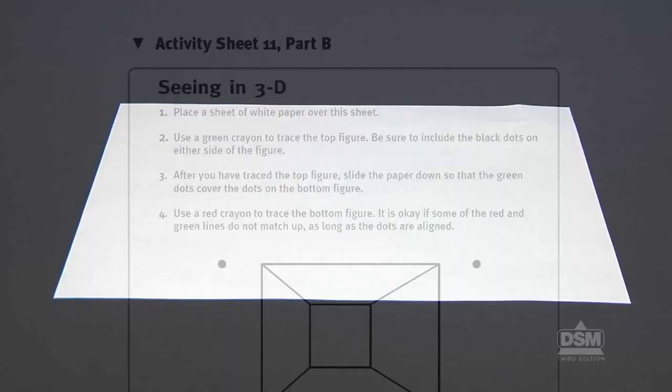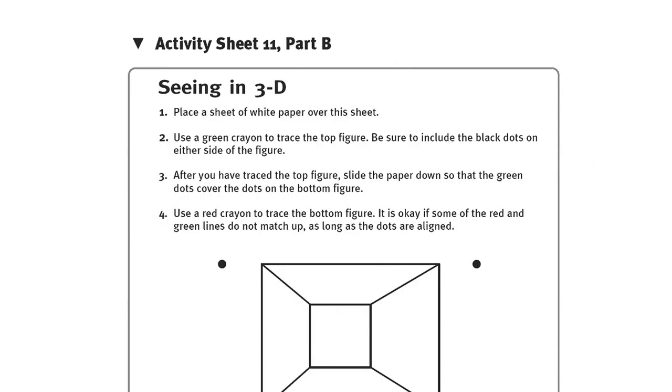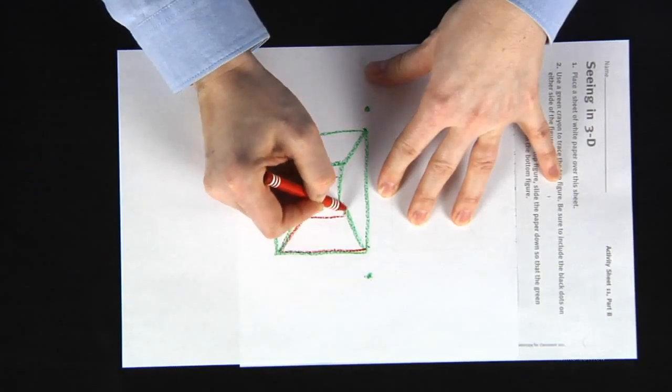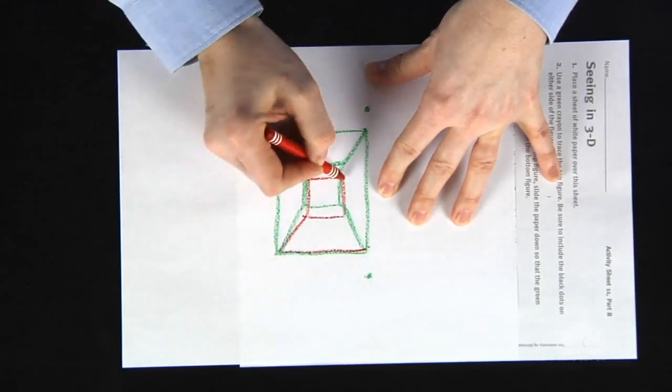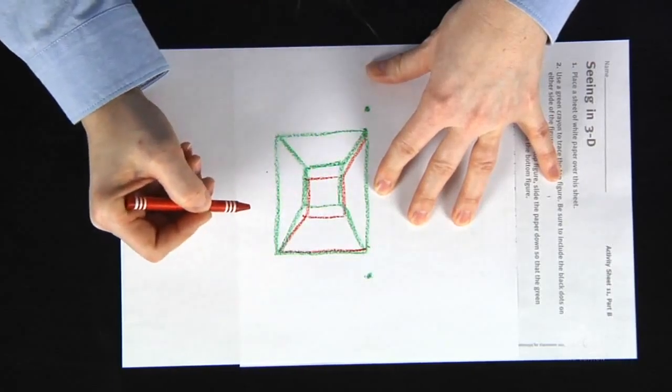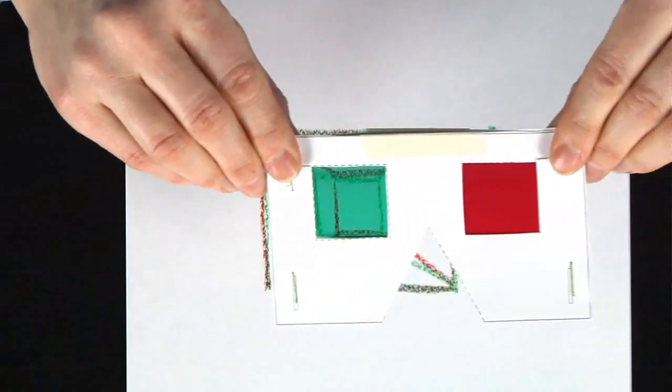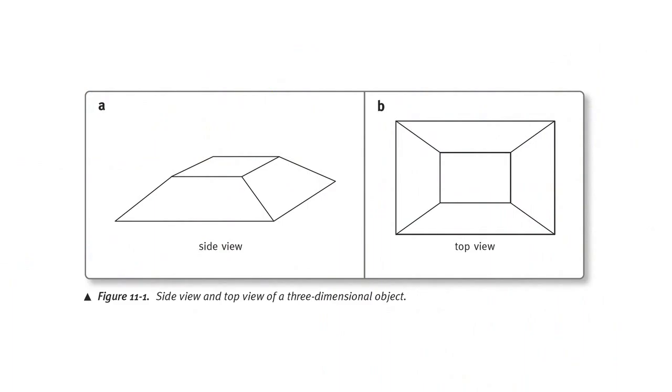Next, distribute a sheet of white paper and a copy of Activity Sheet 11, Part B, to each student. Have them follow the instructions to trace the figures, 1 in red and 1 in green, and to overlap them according to the alignment of the black dots in the figures. Have the students look at their pictures through the glasses. Most students will report seeing some sort of depth or images coming off the page. What they are supposed to see is an overhead view of a square pyramid with the top cut off.